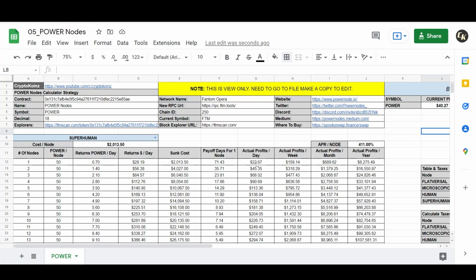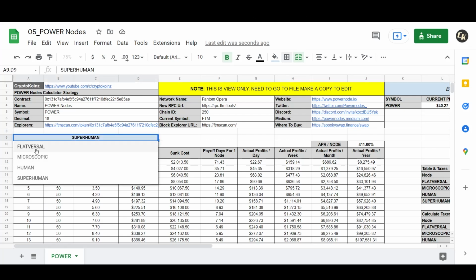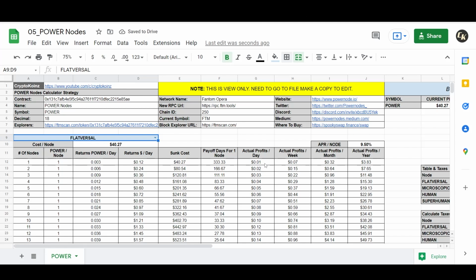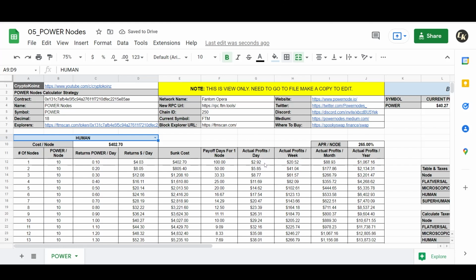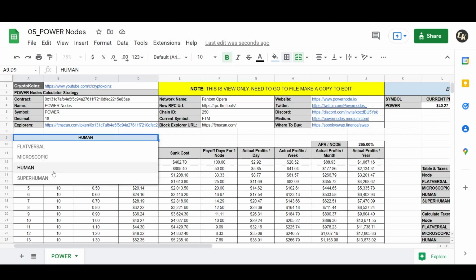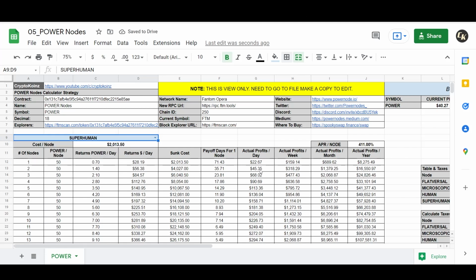And as I was recording this video, I realized that I didn't even have the actual profits per day. I just added this in here in the calculator. It states here the returns per day is $28 for Superhuman, but the reality is $22.67 after the sunk cost is paid off for. And if we look at flat Versal, you'll see you're making only 1 penny a day here. Microscopic, you're making only 46 cents per day instead of the claimed $1. And if you go to Human, you're making $2.92 instead of the claimed $4. So on and so forth. Now I added the actual profits per day. Okay, let's get back to the video.